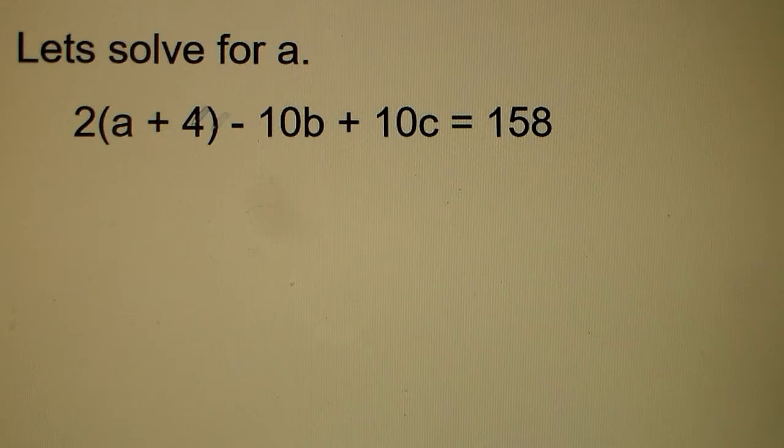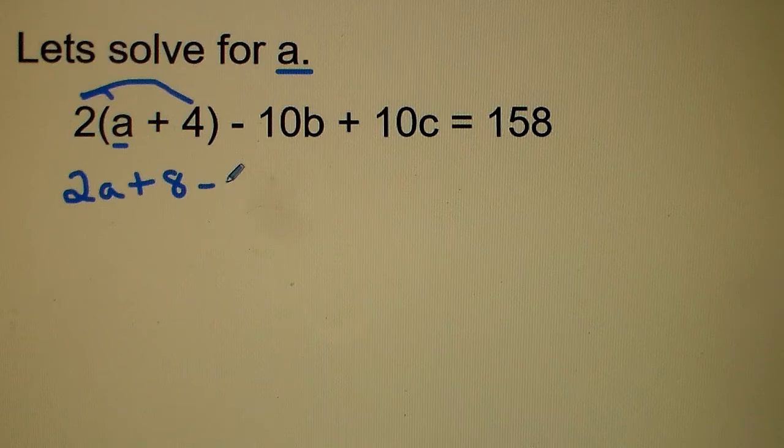Alright, once again, now we're going to throw some distributive property in there too. Not a big deal because we talked about distributive property. Our goal is to solve for a. So first thing we could do is that we could distribute. So we got 2a plus 8 minus 10b plus 10c equals 158.